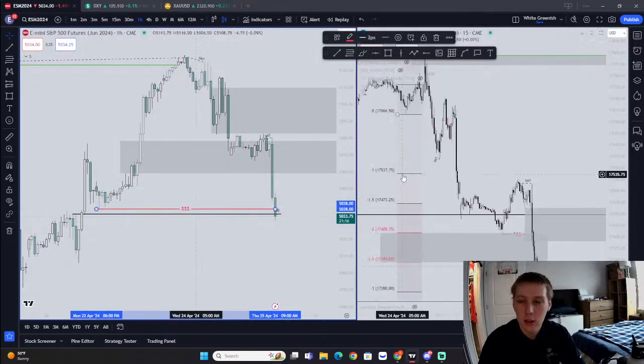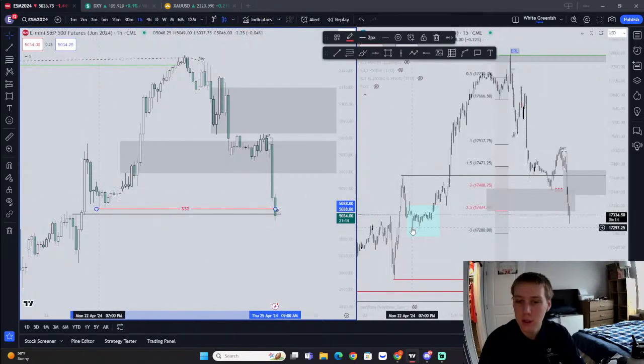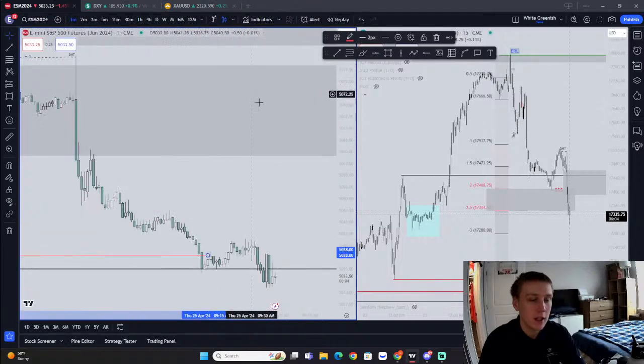ES has taken this low, and I'm pretty sure that's this low one. So we do have a higher time frame SMT, but I would maybe feel comfortable taking a long.